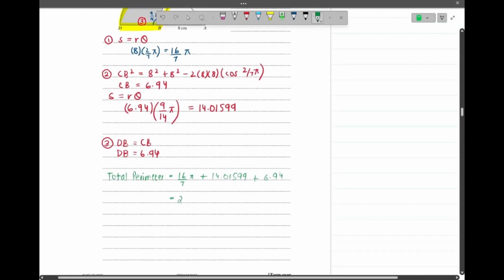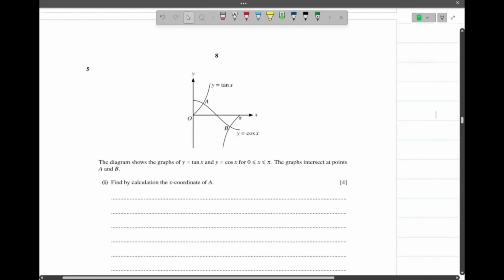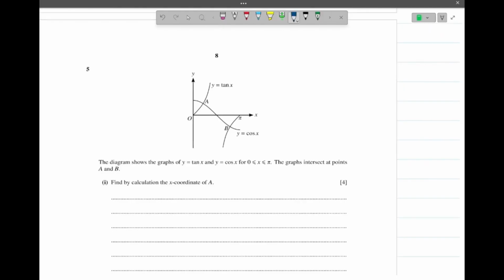The answer is 28.1, which is the correct answer. Moving on to question number 5. This question is also related to trigonometry, but it's more about the graphs. So let's have a look.